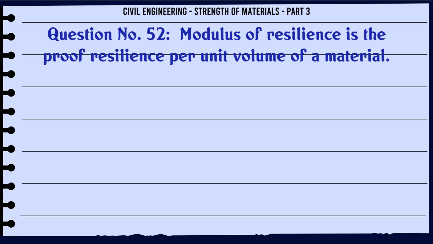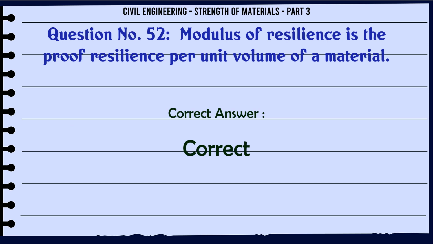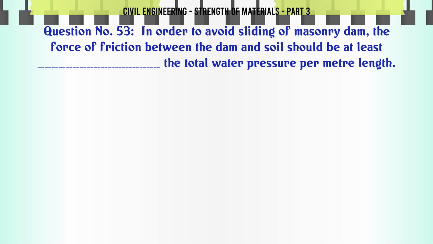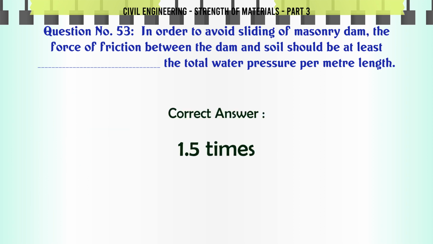Modulus of resilience is the proof resilience per unit volume of a material. A. Correct. B. Incorrect. The correct answer is correct. In order to avoid sliding of masonry dam, the force of friction between the dam and soil should be at least the total water pressure per meter length. A. Equal to, B. 1.5 times, C. Double, D. 2.5 times. The correct answer is 1.5 times.